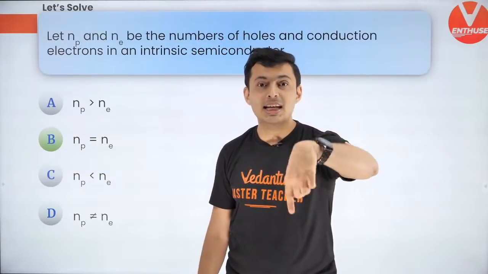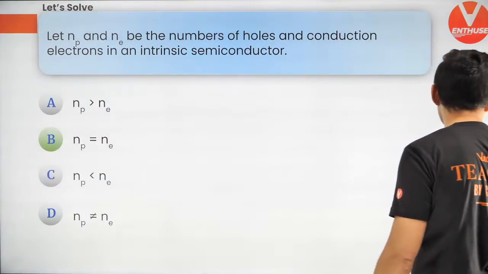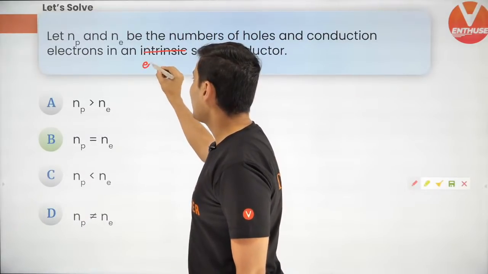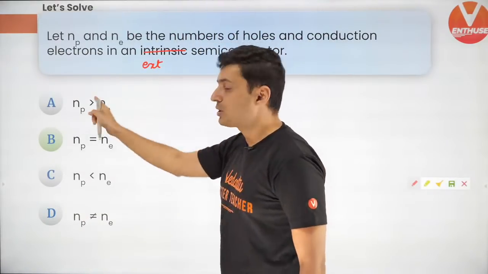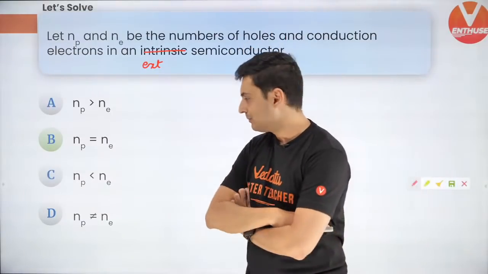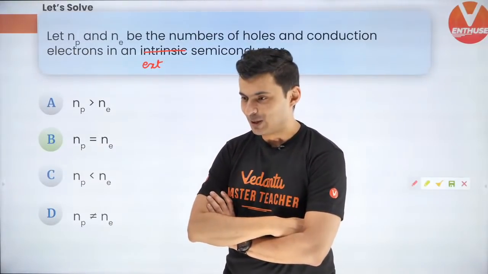If it was extrinsic semiconductor, guys, if this word intrinsic was not there, if instead of intrinsic it was extrinsic, then which one will be the correct answer? Be careful. Then which one will be the correct answer? Come on.